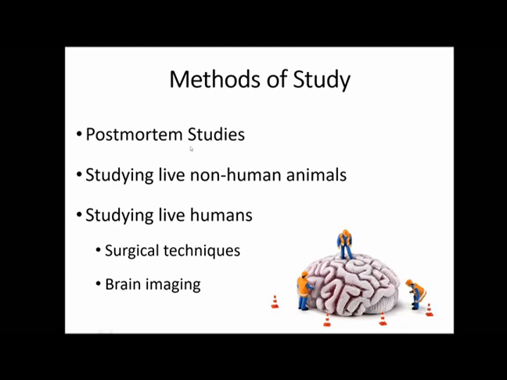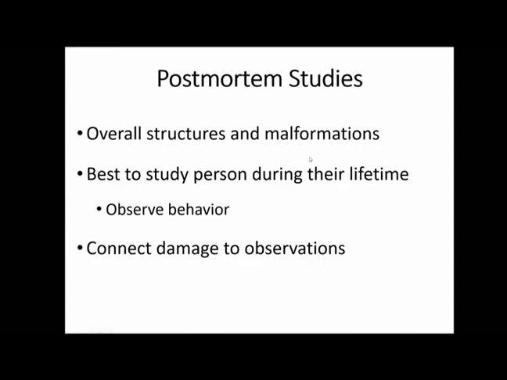So the first are post-mortem studies, which I've already kind of mentioned, in that we used to most commonly look at the brain by having a dead human or other kind of animal. You could remove the brain, slice that brain, and look at the gross structures. You could see the overall picture, which we have listed right here. So you can see overall structures, any malformations.